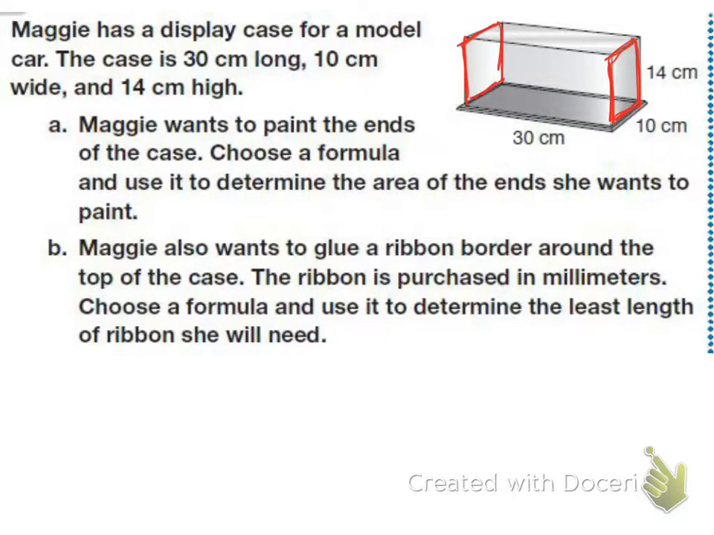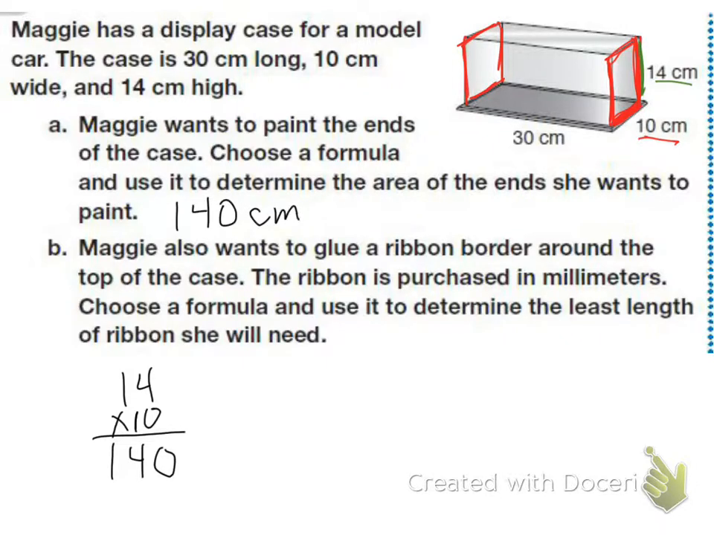Okay, so we need to measure the sides of this square. And you can see that the bottom is 10, and then this length here is 14. So I'll do 14 times 10. Okay, so that is 140 centimeters, or square centimeters.